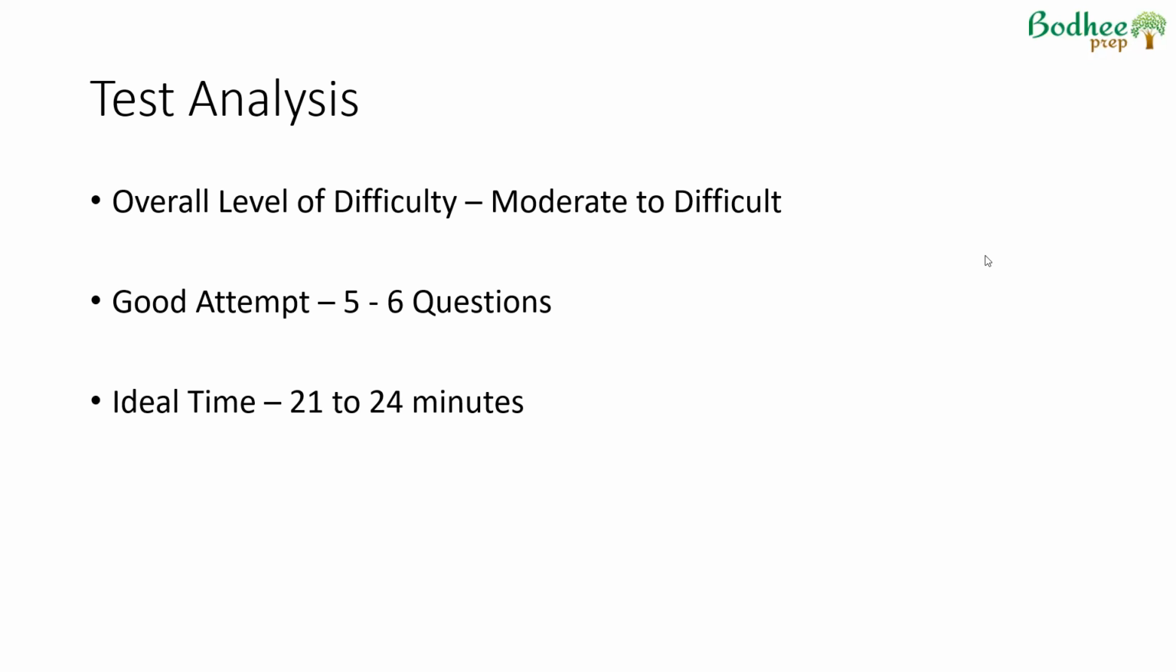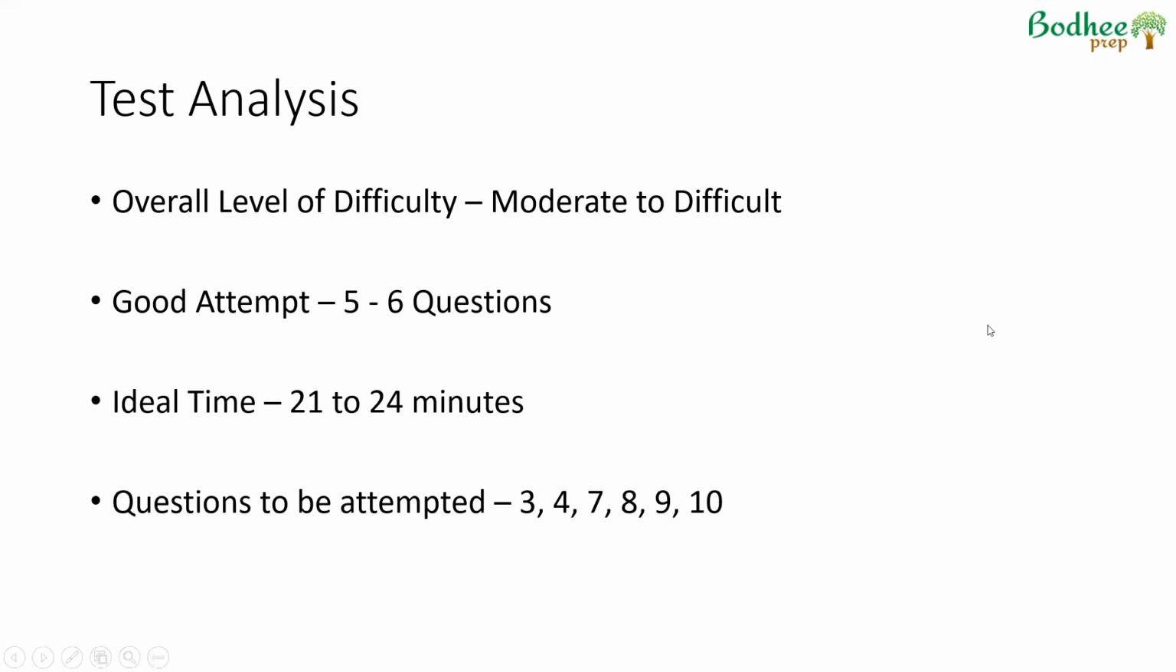Now, if I look at the overall level of difficulty of the test, as I said, moderate to difficult level, 5 to 6 questions net correct in about 20 to 23, 24 minutes would be a very good attempt, 95%+ time. Which are these questions that I would have chosen? If I had to choose my 6 questions, they would be out of these questions that are mentioned, 3, 4, 7, 8, 9, 10. Which are these questions?